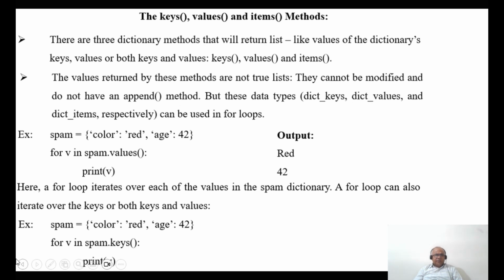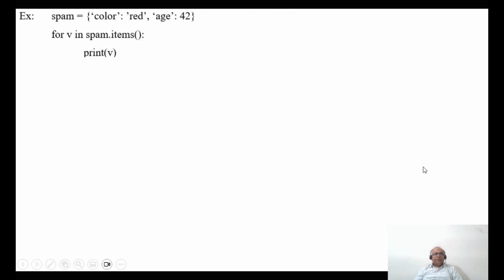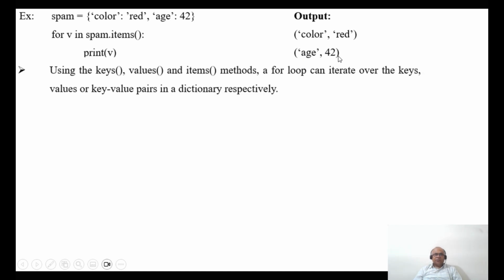Now suppose you want the keys: for v in spam.keys(), print v. Then the keys will be color and age, so it will give color and age. Similarly, with spam equals color red and age 42, for v in spam.items(), it will give color and age and then red and 42. If you see, this is a tuple, with brackets: color and red, age and 42.